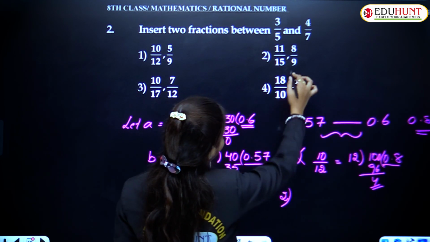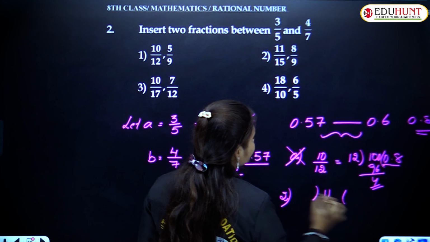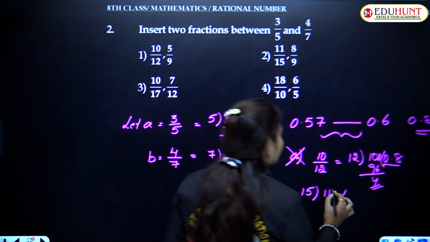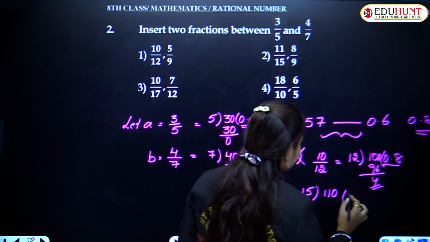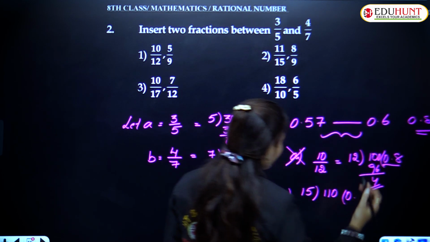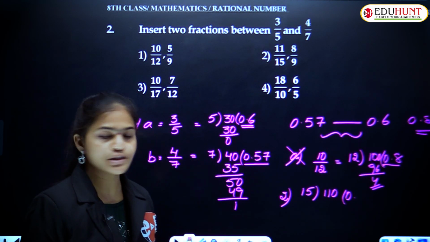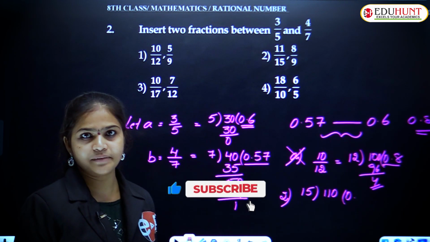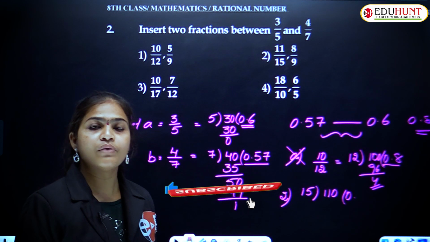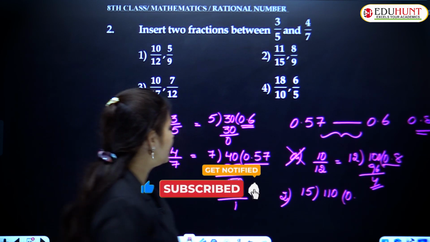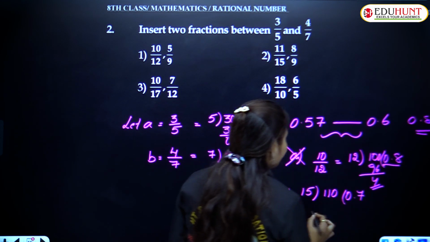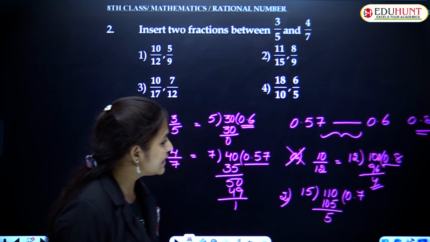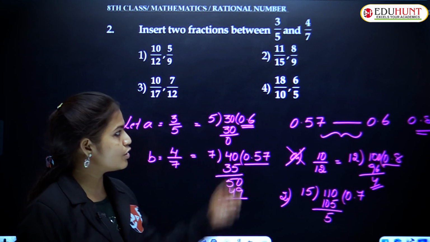So in that second option, what is given here? 11 divided by 15. So keep that 0 here. Next, 0.15 into how much equals 110? Is it possible? 15 sixes are 90. Next, 15 sevens are 105. So the leftover is 5. Is it possible here? This is also not possible.